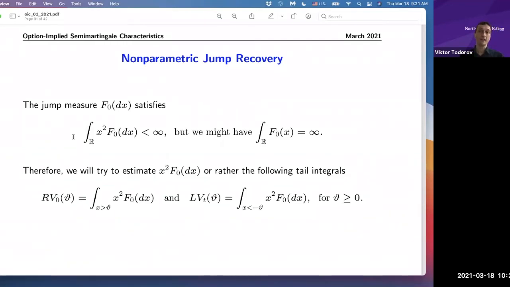Way more complicated thing. But what I'll be interested in now, as Peter was saying, is this: if that jump measure is infinite, then of course it doesn't make sense to recover f of 0, the jump compensator or the jump intensity, which counts the expected arrival of jumps of a given size. But what you would like to do is recover the second moment, or truncated second moment, because that thing is guaranteed to be finite. And so that's the natural thing to recover here.